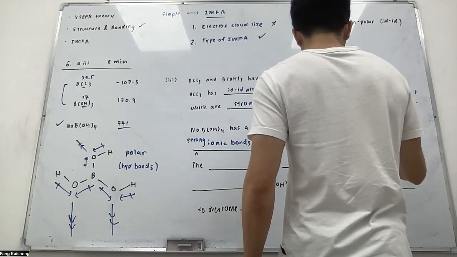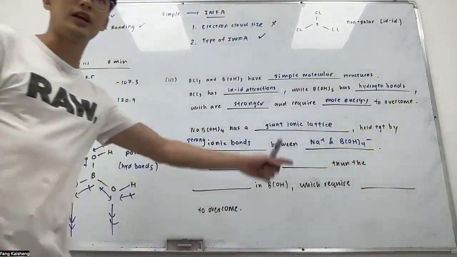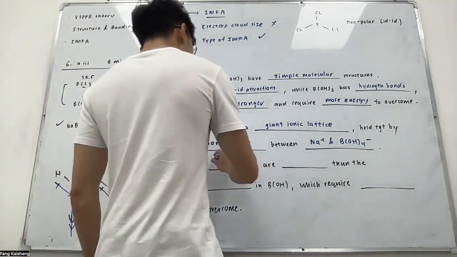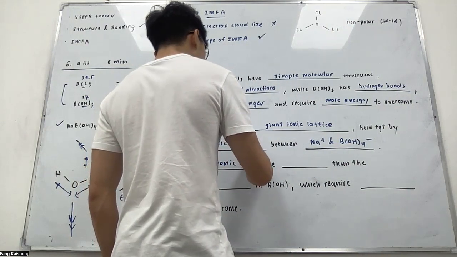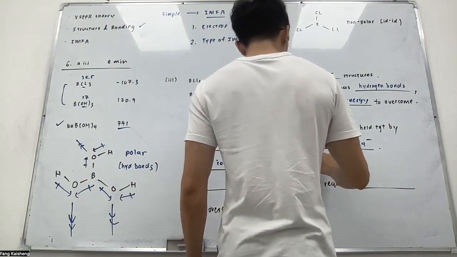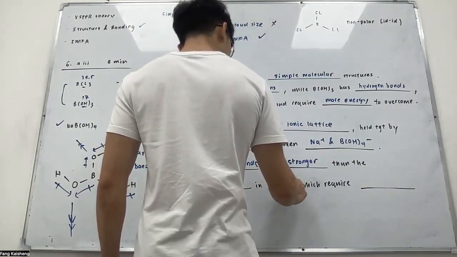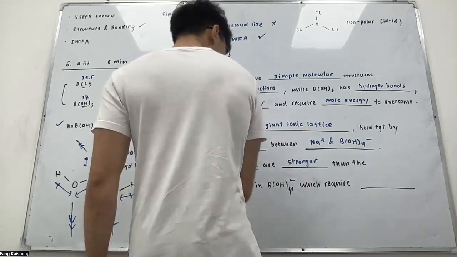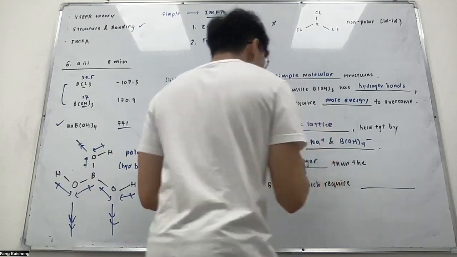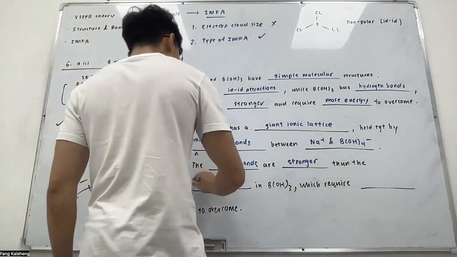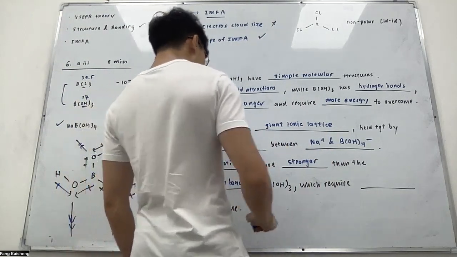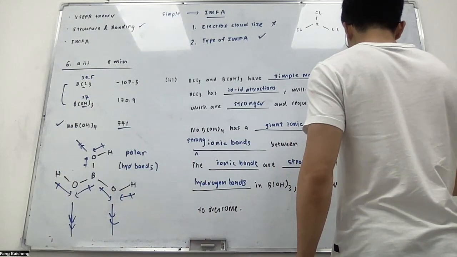Please specify the cation and the anion, and contextualize your answer. Then you just compare. The ionic bonds are definitely stronger. Bonds are definitely stronger than intermolecular forces. So it is stronger than the, oops, it's BOH4 minus. So BOH3. So you can say the ionic bonds are stronger than the hydrogen bonds in BOH3, which require once again more energy to overcome.